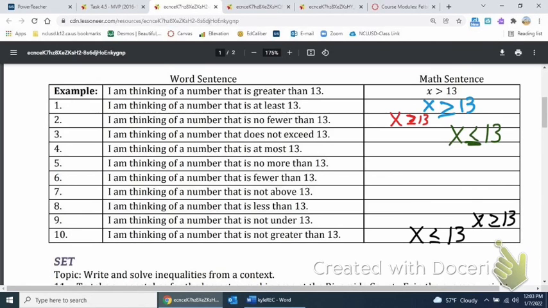8 says a number strictly less than 13. So if it has to be less, it can't be equal to 13. It's got to be under. So that would be just a regular less than 13. Does that make sense? Yeah. Okay, you're going to have 4 of these on your practice quiz. It's one problem. There's 4 parts to it. And you just pick the drop-down menu.